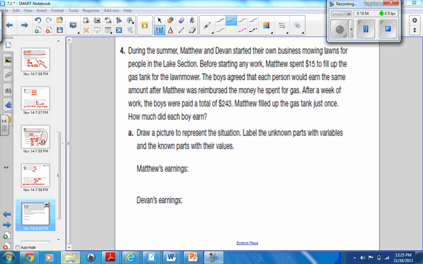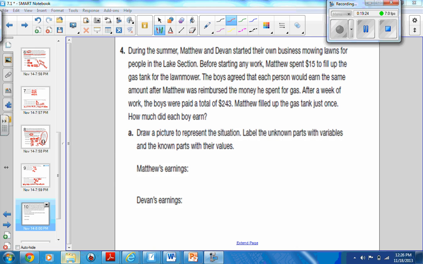During the summer, Matthew and Devin started their own business mowing lawns for people in the lake section. Before starting any work, Matthew spent $15 to fill up the gas tank for the lawnmower. The boys agreed that each person would earn the same amount after Matthew was reimbursed the money he spent for gas. After a week of work, the boys were paid a total of $243. Matthew filled up the gas tank just once. How much did each boy earn?